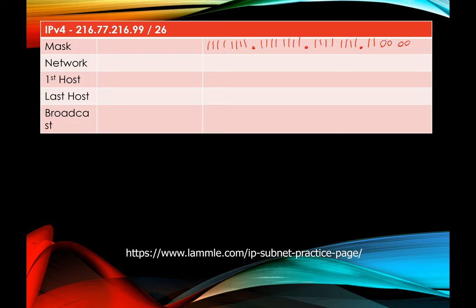When we convert this, the subnet mask becomes 255.255.255.192. Okay. Our network we know is 216.77.216.99.